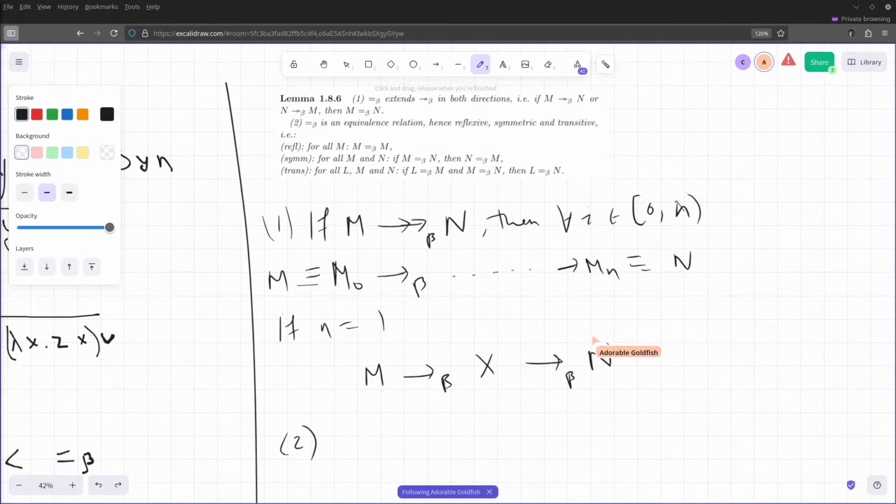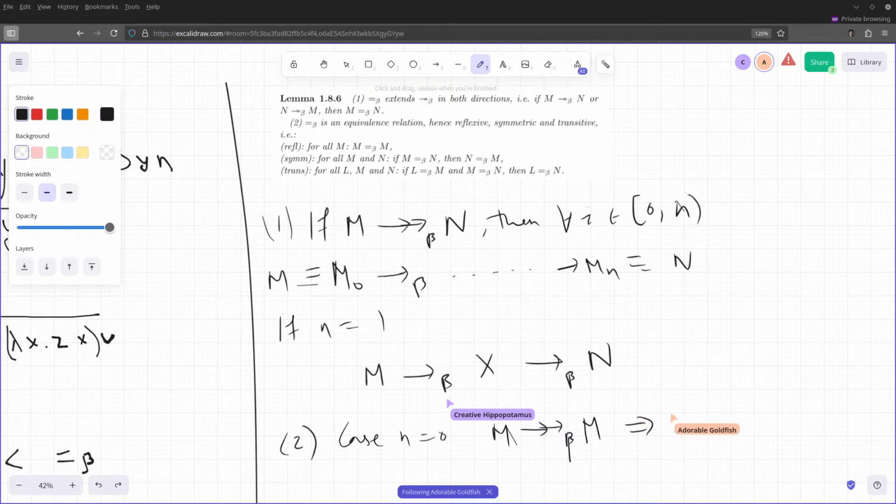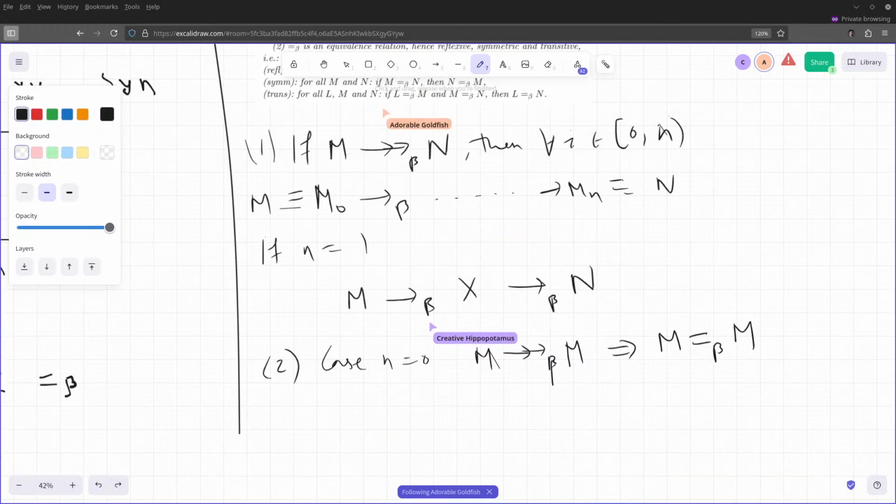Yeah, going back to the lemma. The reflexive property is pretty straightforward. It's just the case n equals 0. That means M has the double arrow relation to itself. That just means that there exists a chain, and that means M is also beta equivalent to itself. So yeah, that's just the trivial case.